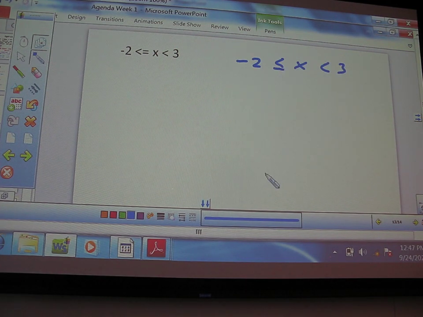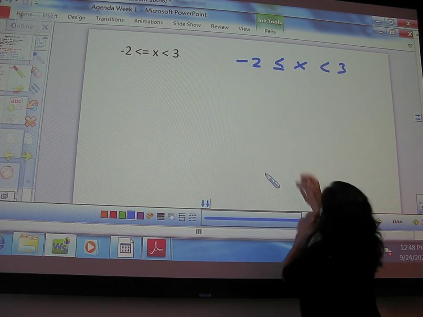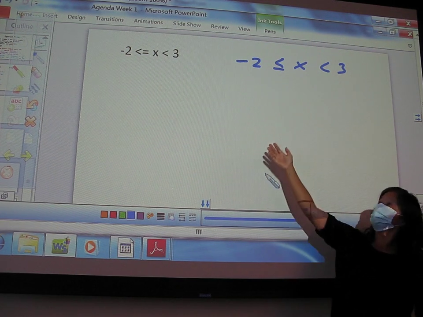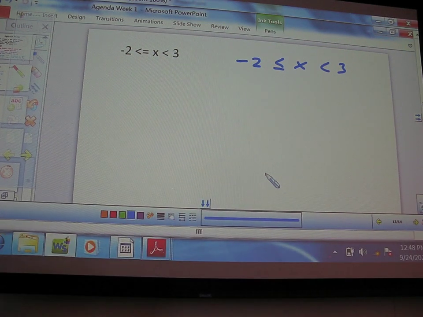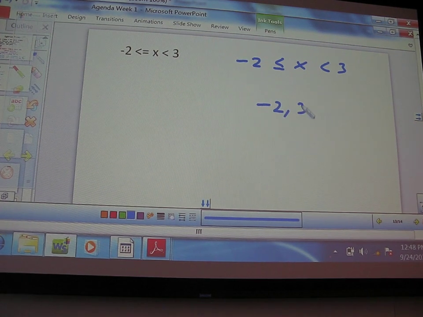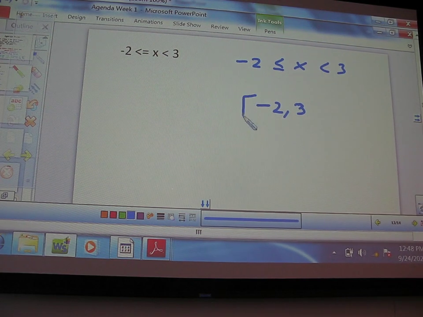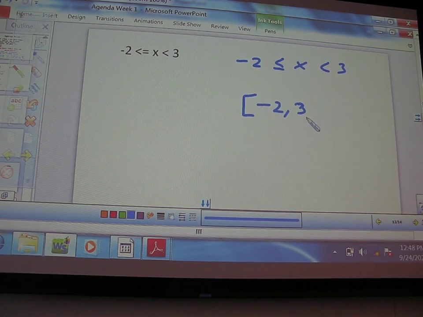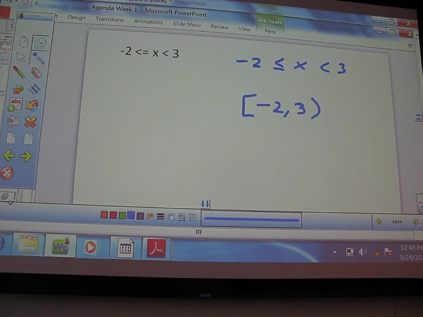So if you get this one, it's actually the easiest one of all. This is the interval notation, right? What's on my left side? -2. What's on my right side? 3. So for interval notation, -2, comma 3. Can I equal -2? Yes, so it's going to be a square bracket. Can I equal 3? No, so it's going to be a parenthesis, a rounded bracket.